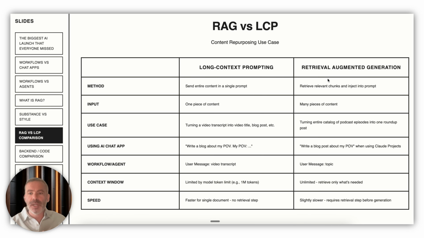Whereas with Retrieval Augmented Generation, it's just going to retrieve exactly what it needs for this task. The input for RAG is basically many pieces of content. It might be your entire library of podcasts, for example. Whereas the input for long context prompting is pretty much just going to be the one piece of content, like one video or one sales call recording or one voice note recording or what have you.